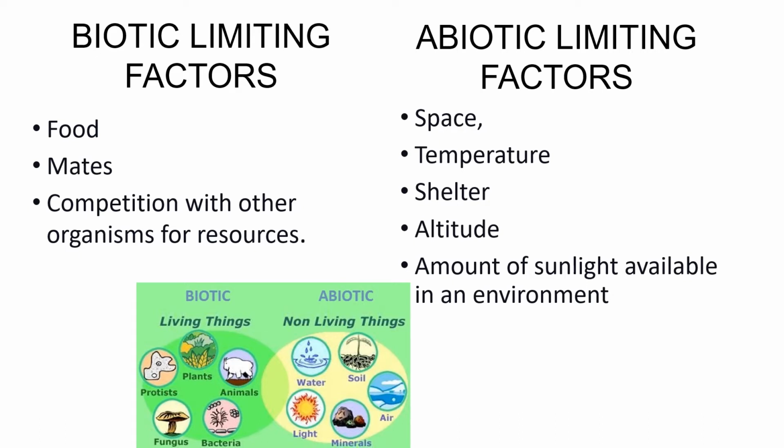Now, there are two kinds of limiting factors. One is what we call the biotic limiting factors, or the living things. Example, food, mate, competition with other organisms for resources. The other one is what we call the abiotic limiting factors, or the non-living things. Example, space, temperature, shelter, altitude, and the amount of sunlight available in an environment.